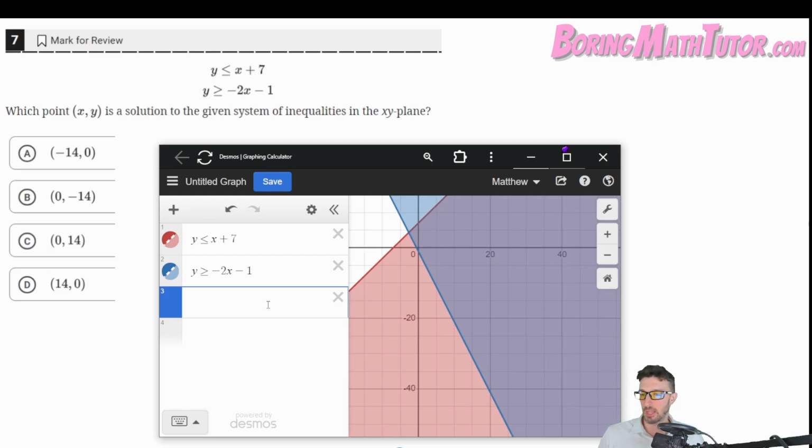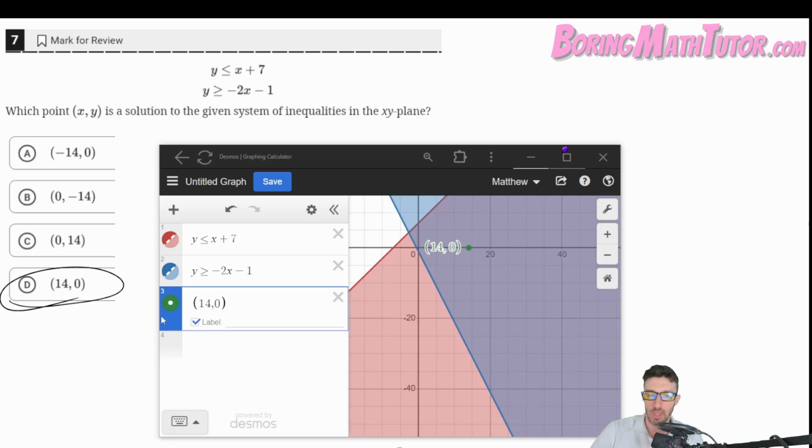Now, just by using my visualization here, I can see that around this region would contain 14, 0, just so that way you guys can see that. Boom, look at that. That is in the overlap between the two shaded regions, so we are done. That is definitely the fastest way to get this problem done. You definitely want to use Desmos for this.